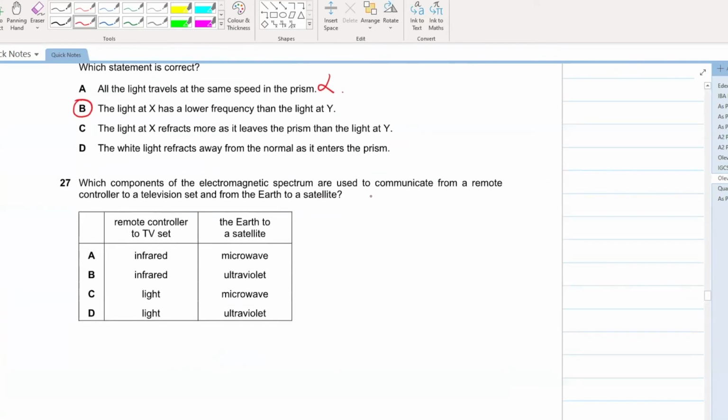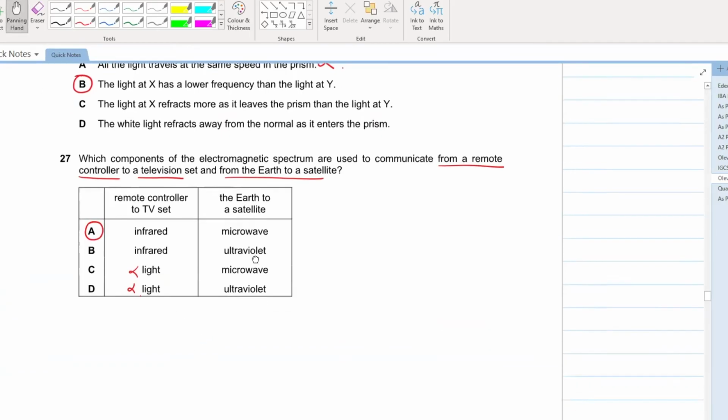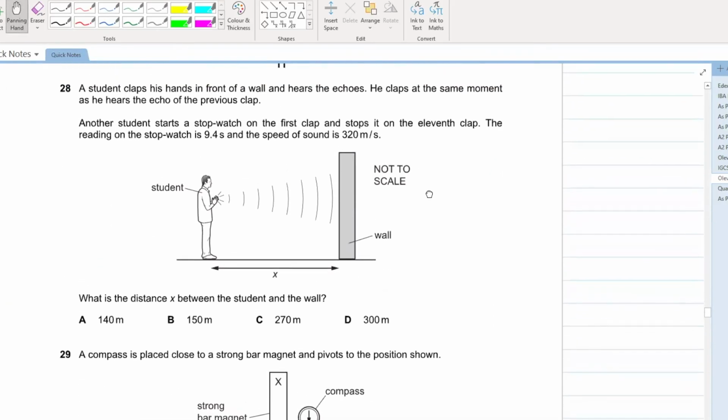Which components of the electromagnetic spectrum are used to communicate from a remote controller to a television set and from Earth to a satellite? Whenever you have to communicate from a remote controller to a TV set, you will use infrared radiations. C and D get cancelled out. Whenever you have to communicate from Earth to a satellite, you will be using microwaves. A is your answer. Let's further move ahead.